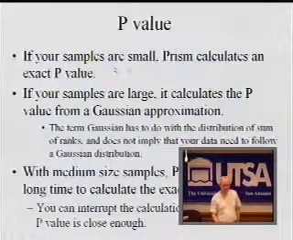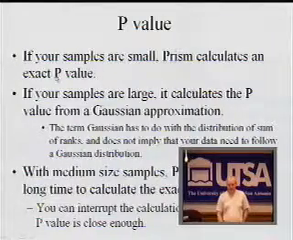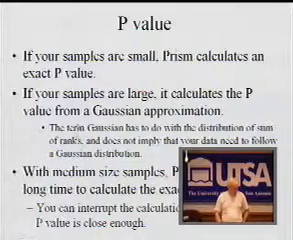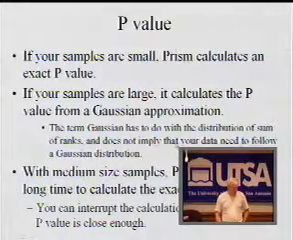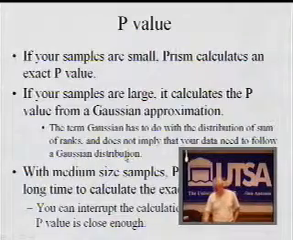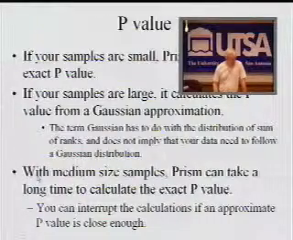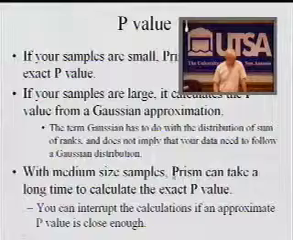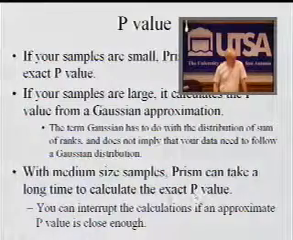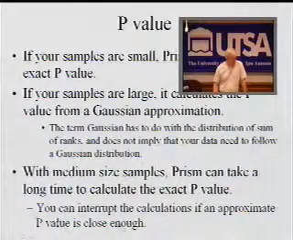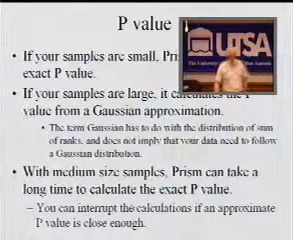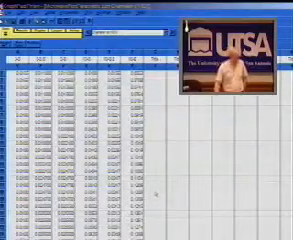The p-value: if your samples are small, Prism calculates an exact p-value. If they're large, it calculates the p-value from a Gaussian approximation. The term Gaussian has to do with the distribution of the sum of ranks and does not imply that your data need to follow the Gaussian distribution. So I guess Gaussian did more work than just the normal distribution, right? With medium-sized samples, this software package, GraphPad Prism, can take a long time to calculate the exact p-value. You can interrupt the calculations if an approximate p-value is close enough. There are faster computers nowadays, so that's a little bit less of a concern.